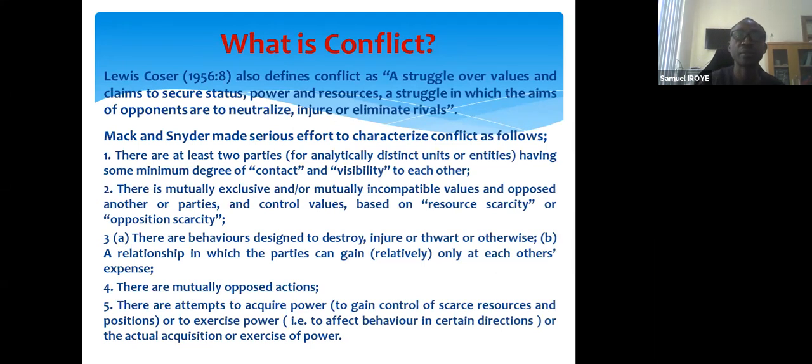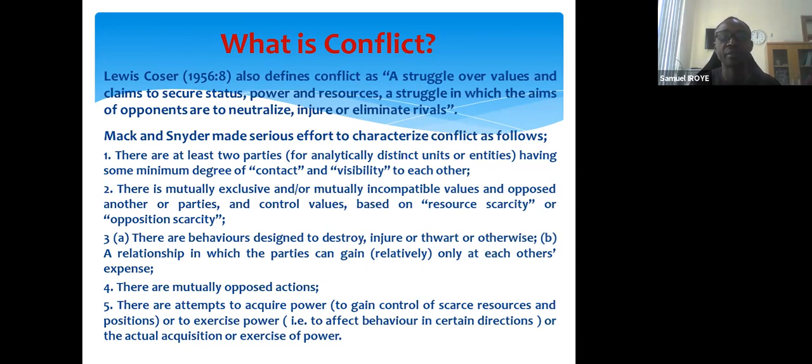Lewis and Kosa define conflict as a struggle over values and claims to secure status. According to Lewis Kosa, conflicts will arise when people are struggling over certain things, which include their values, their status, their power. The struggles continue.